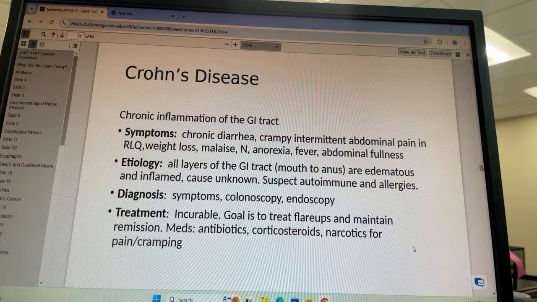Diagnosis, again, is going to be either a colonoscopy going in from the anus or an endoscopy going in from the mouth. You just look around and see where the areas of inflammation are, to see if it's caused by something else. Like, is there cancer involved? Is there a hernia somewhere, or what's causing it?